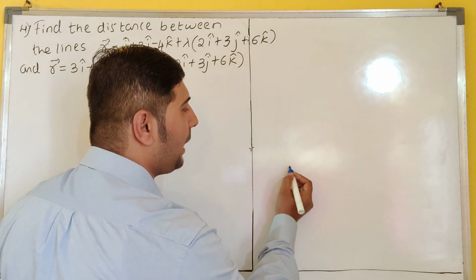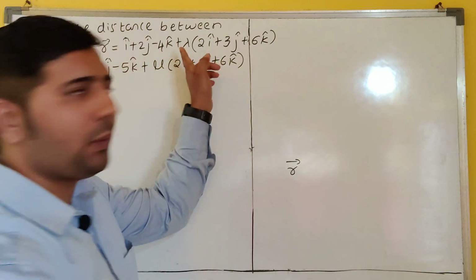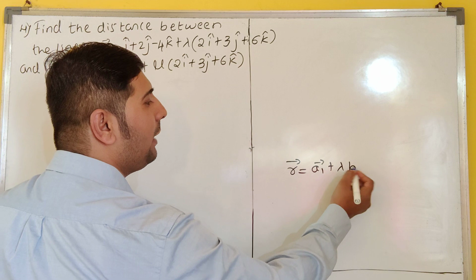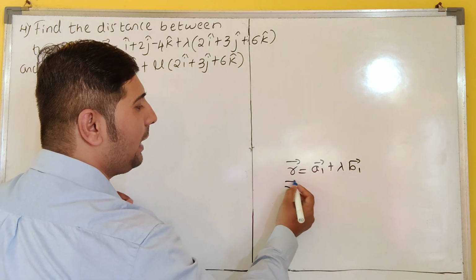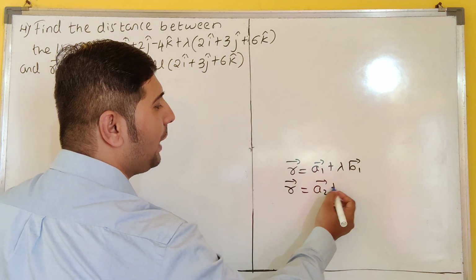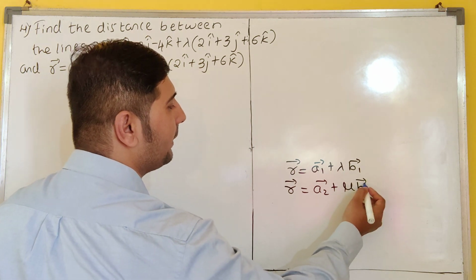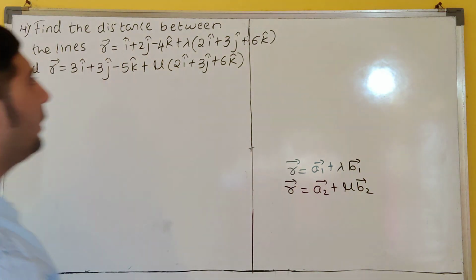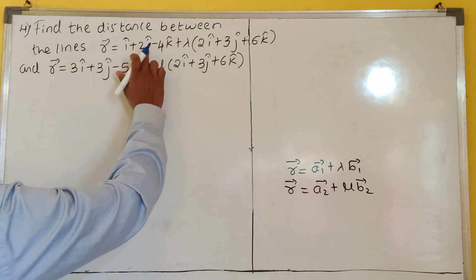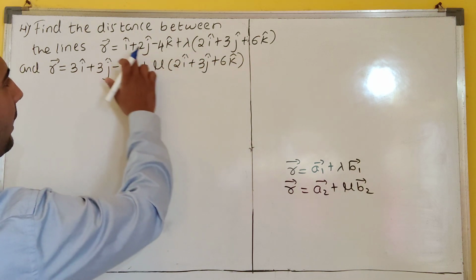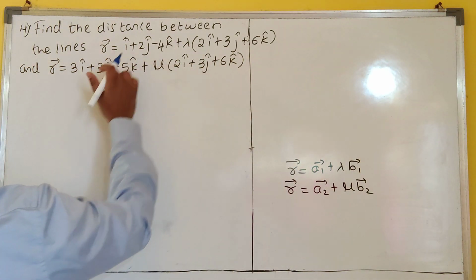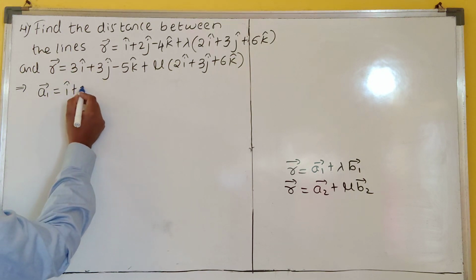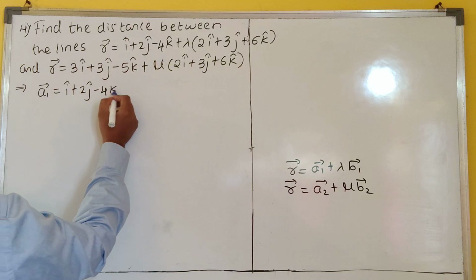Two lines I will write, you know that these are given in vector equation only. So two lines can be written as vector r is equal to a1 plus lambda b1, and vector r is equal to a2 plus mu b2. Second line, this is second vector equation, dear students. So vector a1 is what? You compare with this first line, a1 plus lambda b1. Here a1 is i cap plus 2j cap minus 4k cap.